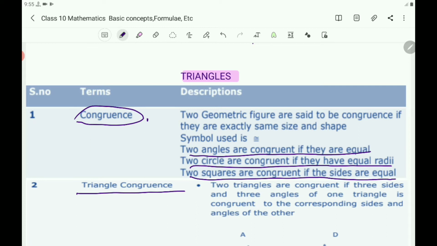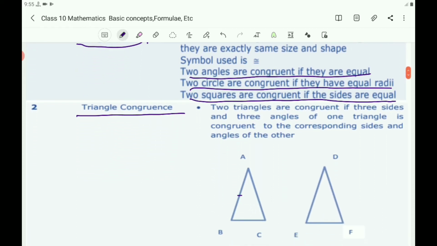Now triangle congruence, congruency of triangles. Two triangles are said to be congruent if three sides and three angles of one triangle are congruent to the corresponding sides and angles of the other. So you take one example here. If you take the triangle ABC and triangle DEF, if AB is equal to DE and BC is equal to EF and AC is equal to DF, and also angle A is equal to angle D, angle B is equal to angle E, and angle C is equal to angle F, then these two triangles are congruent.